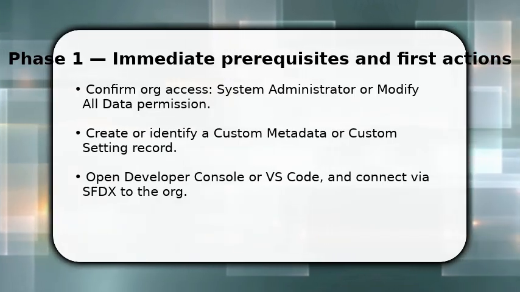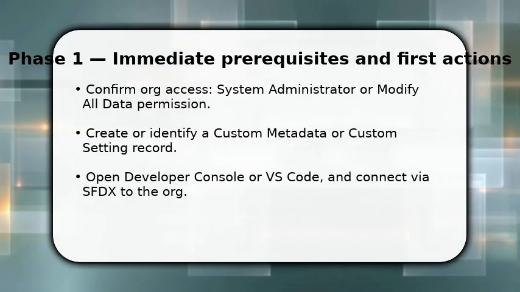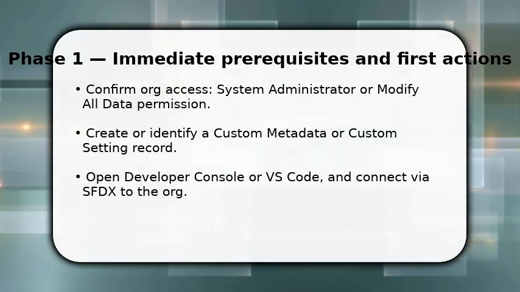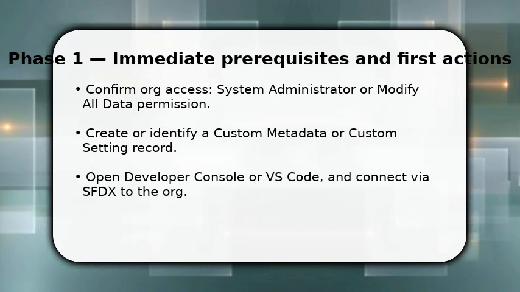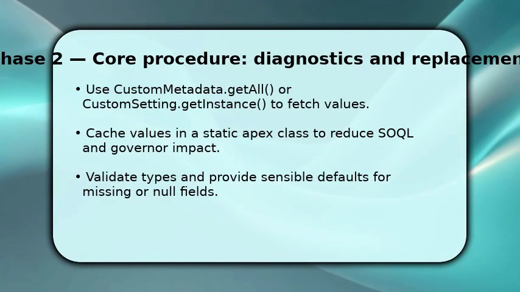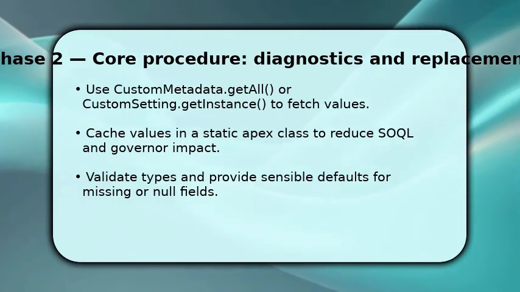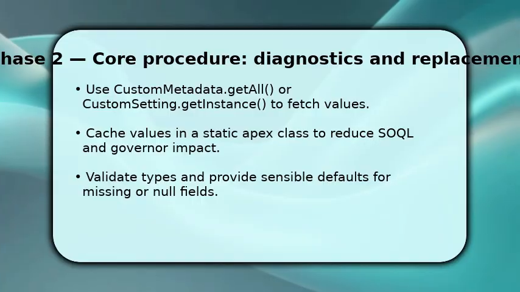Then, wire your IDE. Open Developer Console or VS Code, and authenticate so you can edit classes, run tests, and push changes without delay. Now you implement access patterns in Apex code. Call custom metadata getAll or custom setting getInstance to retrieve configuration objects.